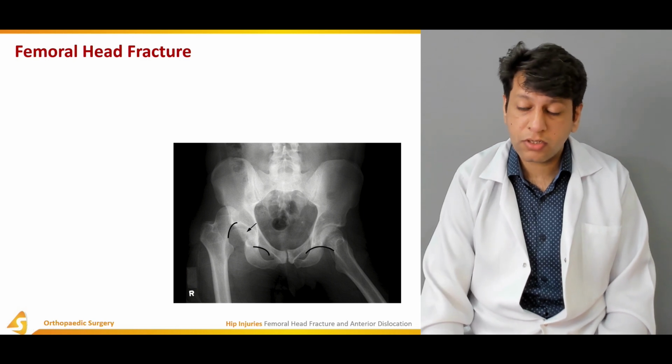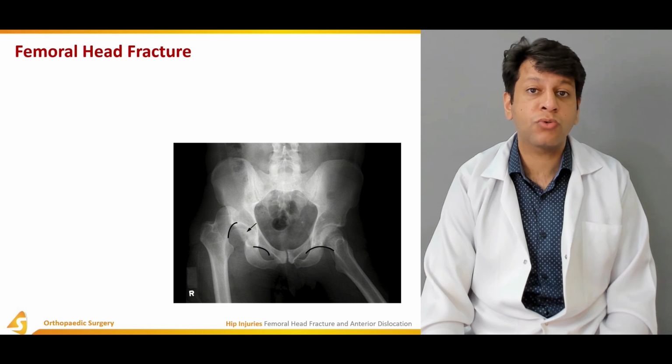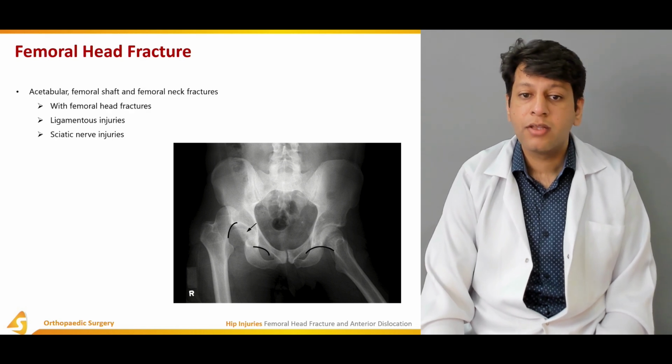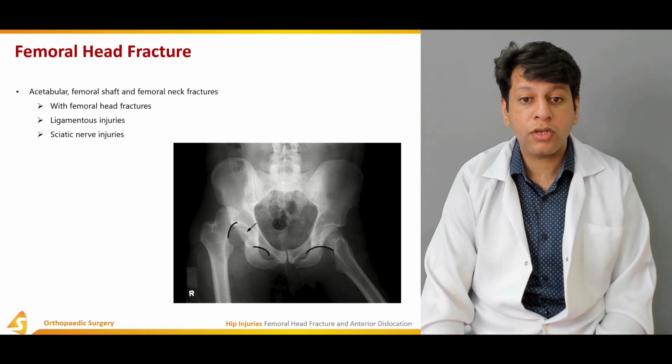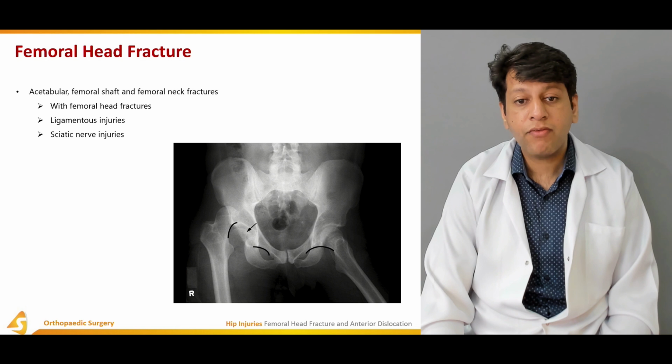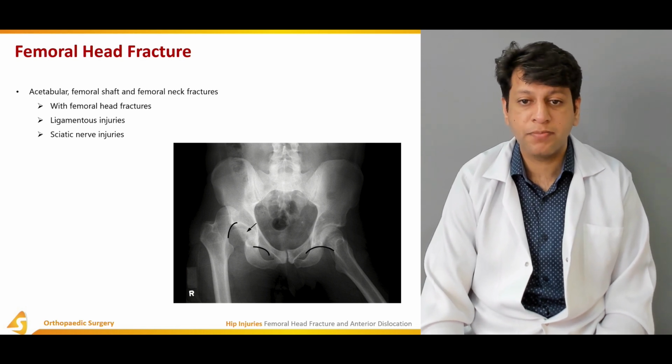Whenever there is a suspicion, one must get a CT scan to evaluate for the femoral head or associated neck fractures as well. Acetabular, femoral shaft and femoral neck fractures are usually associated with dislocation, and with the femoral head fractures there may be associated ligamentous injuries and sciatic nerve injuries as well.